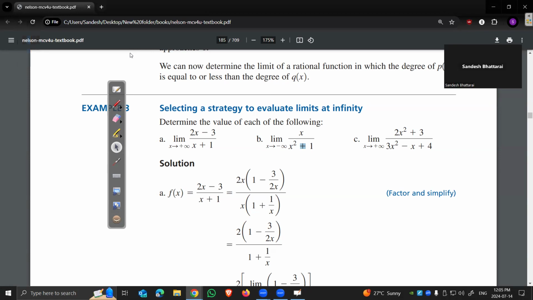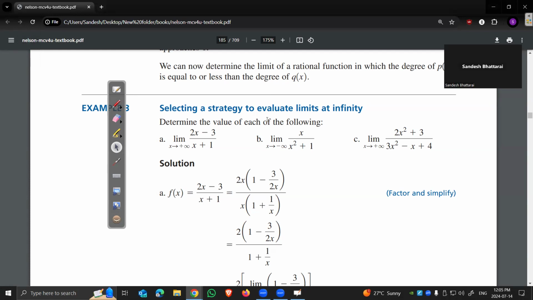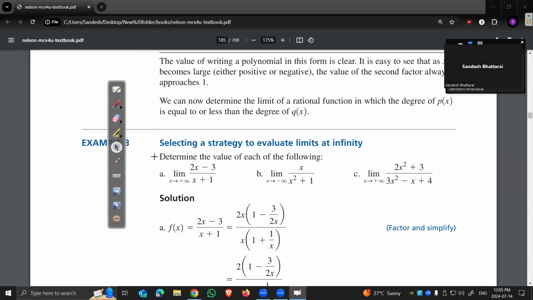So yesterday we were doing some curve sketching stuff. We will pick it up here. We'll talk about limits quickly. So let's start with an easy one.